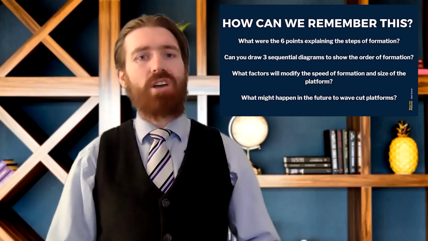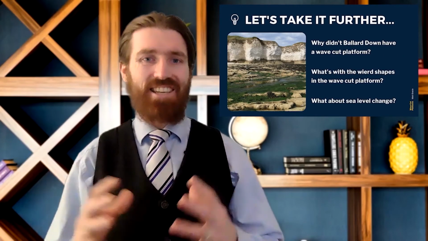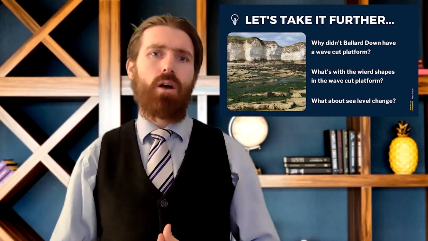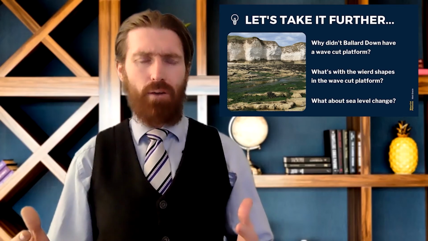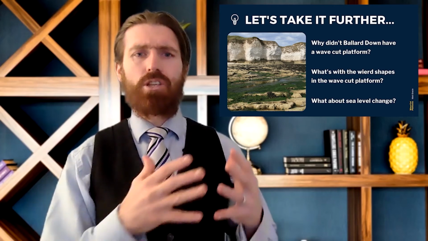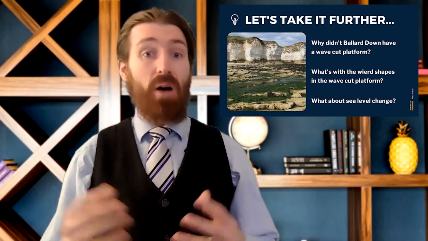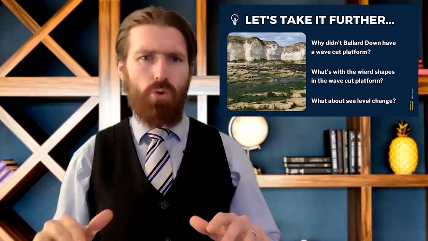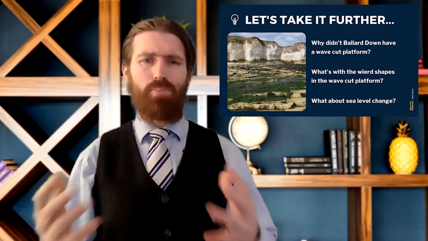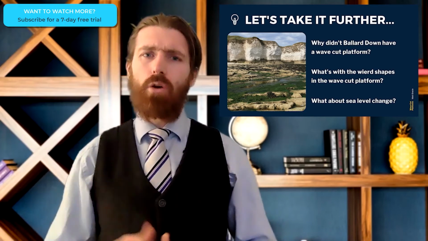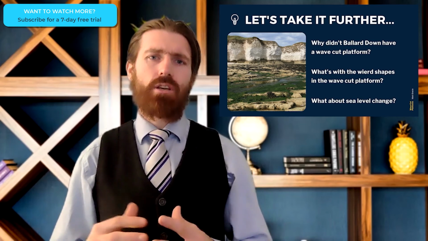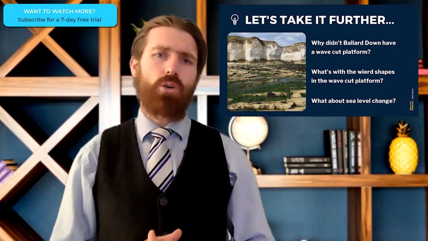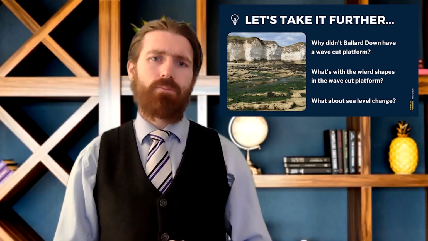But I bet that we also have questions. So let's take this further. Here are 3 potential questions you may have asked. Well, we saw a cliff earlier with no wave-cut platform. Why do some cliffs not have them? You might also have asked, well, what's with all those weird shapes that happen on the wave-cut platform? They're not smooth, they're full of cracks and dents and pools. And you may well know that sea level changes over long periods of time and shorter periods of time. And so what happens to wave-cut platforms when that happens?